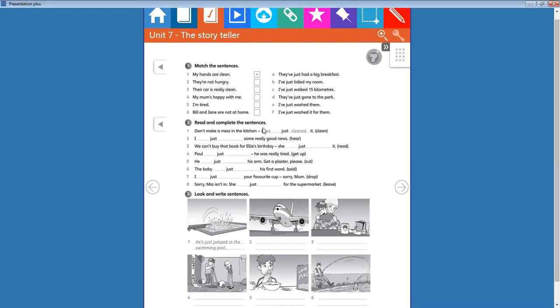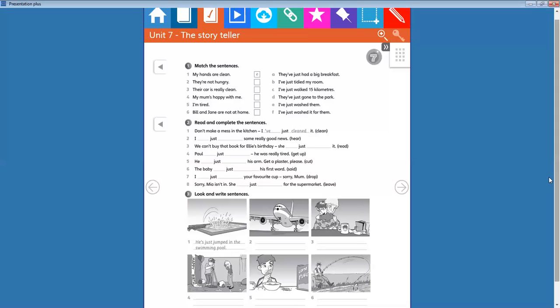The same with exercise number 2. Read and complete the sentences. Don't make a mess in the kitchen. I've just cleaned it. So here they give you the verb between brackets. You just have to put it in present perfect, and they give you just. So you just have to add have plus the past participle of the word given here, for the whole sentences.